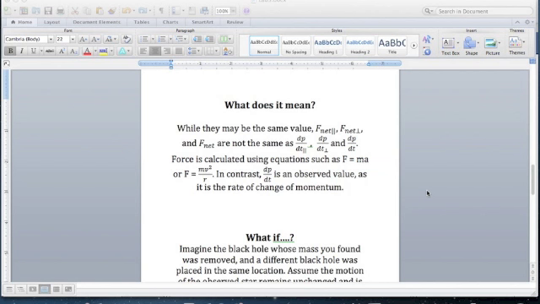Throughout this lab, we have been using the knowledge that F net is the same value as dp/dt. While they may be the same value, F net parallel, F net perpendicular, and F net are not exactly the same as dp/dt parallel, dp/dt perpendicular, and dp/dt. This is because force is calculated using equations such as F equals ma or F equals mv squared over r. In contrast, dp/dt is an observed value, since it is the rate of change of momentum.